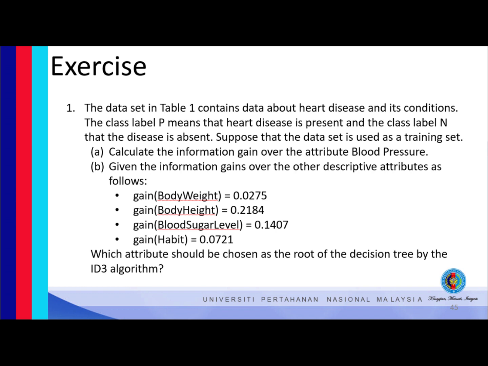Gain body weight 0.0275, gain body height 0.2184, gain blood sugar level 0.1407, gain habit 0.0721. Which attribute should be chosen as the root of the decision tree by the ID3 algorithm?